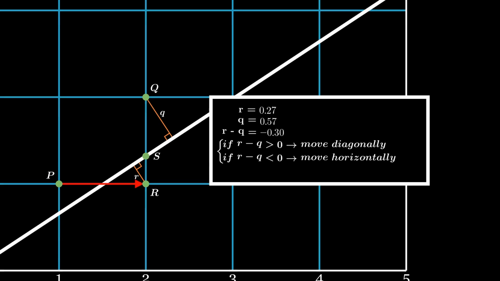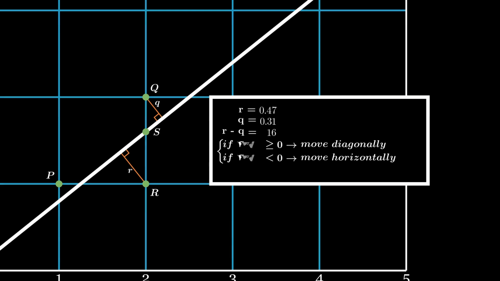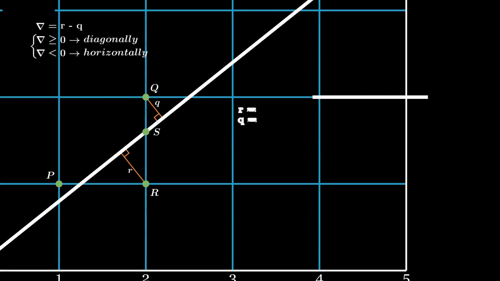When R minus Q is 0, it doesn't really matter what point to go to, as R has the same value as Q, but as a corner case, let's say that in that case the pointer moves diagonally. Let's also replace R minus Q with the symbol nabla so that it is easier for us to refer to the value that decides our movement.